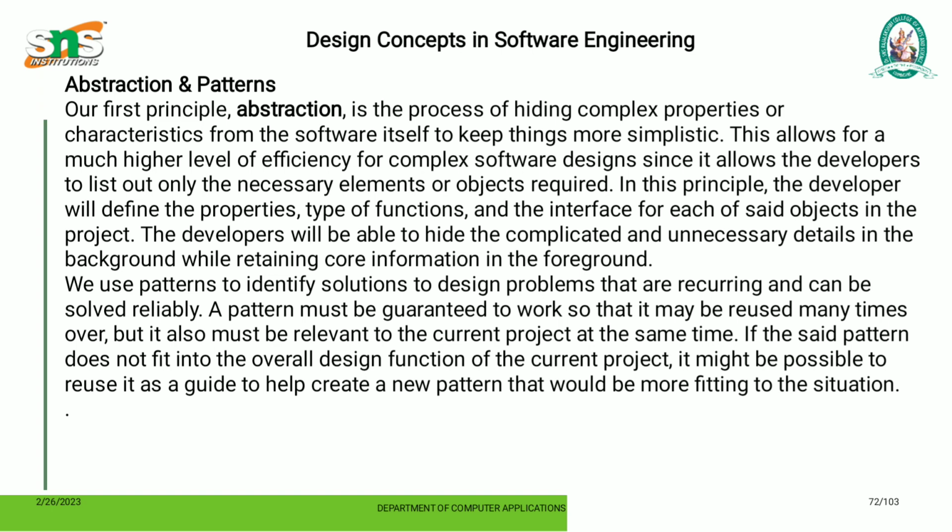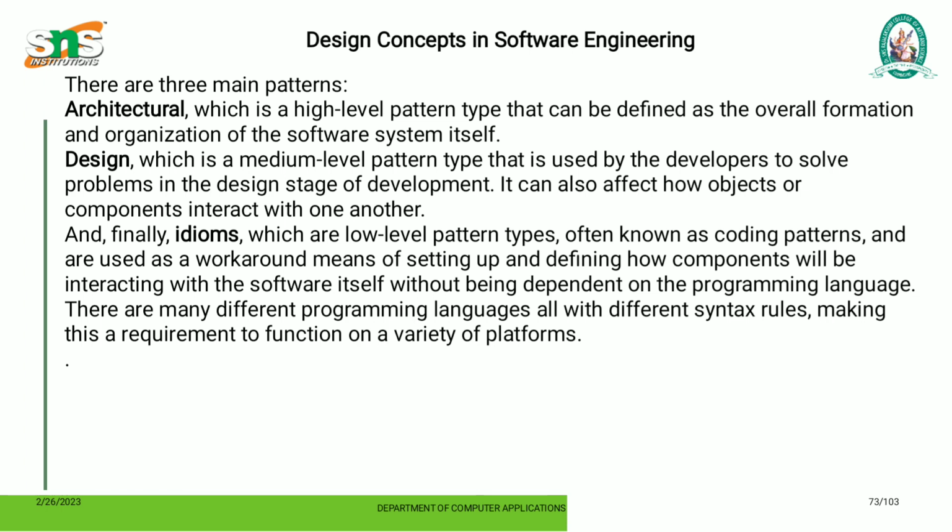Abstraction is the process of hiding complex properties or characteristics of the software itself to keep things simple, and this allows the user more efficiency with complex software design. It also allows the developer to list out the necessary elements or objects required. In this principle, the developer will define properties, type of function, and the interface of each of the objects in the project. The developer will be able to hide the complicated, unnecessary details as well as keep the details which are required for our data. There are three main patterns: architectural, design, and idioms.